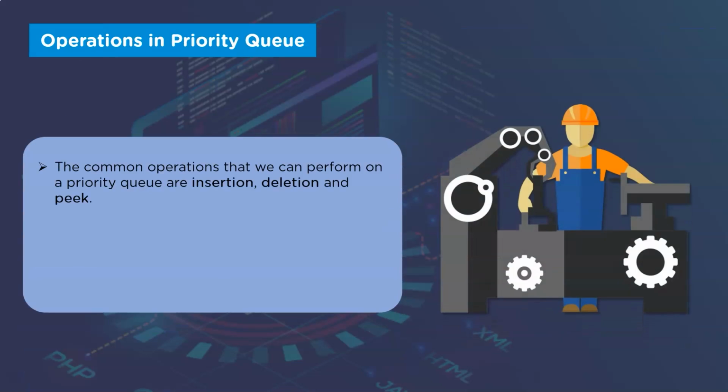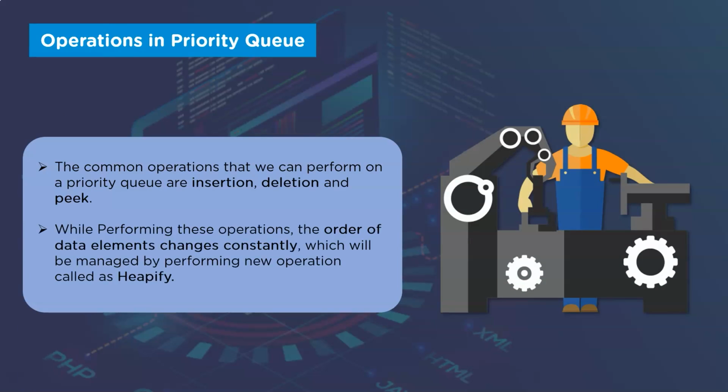The common operations that we can perform on priority queue are insertion, deletion, and peak. But there is one more hidden additional operation that gets performed during these operations. That operation is called heapify. Heapify manages the priority of data elements in a heap by shuffling the data elements after new insertion or deletion.